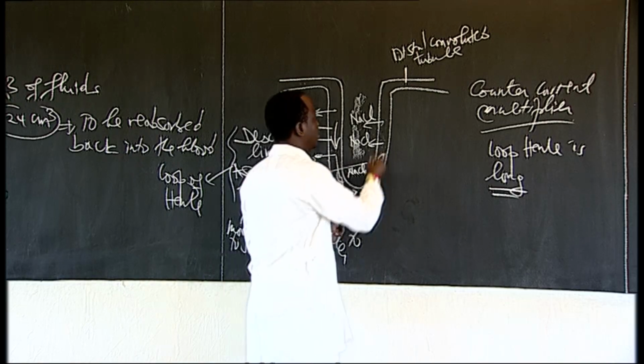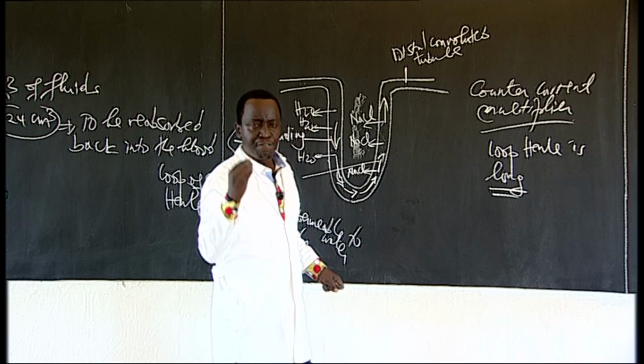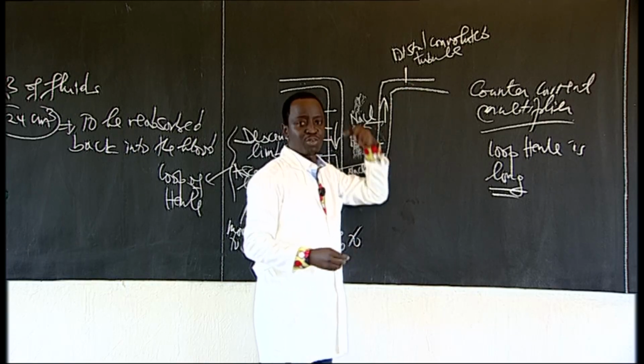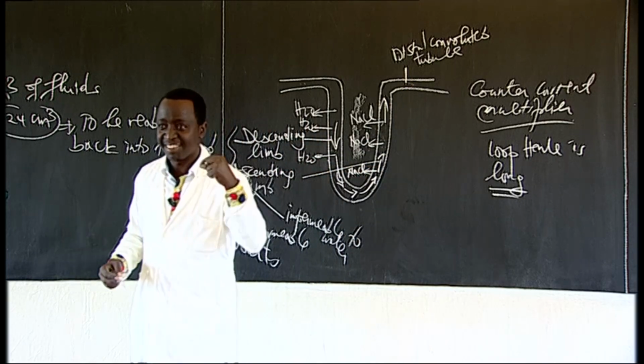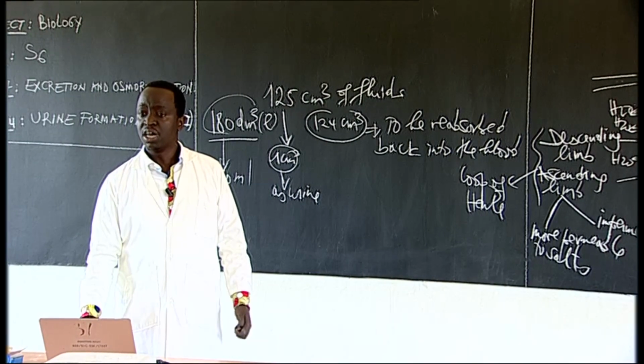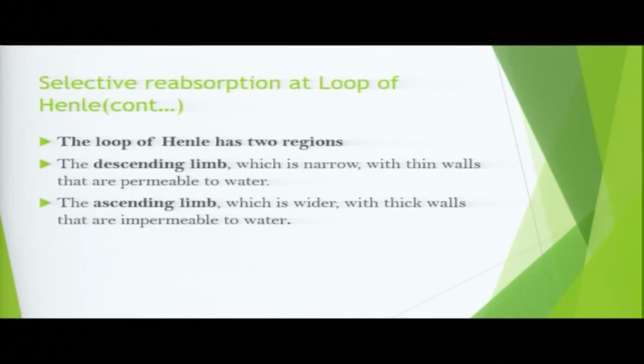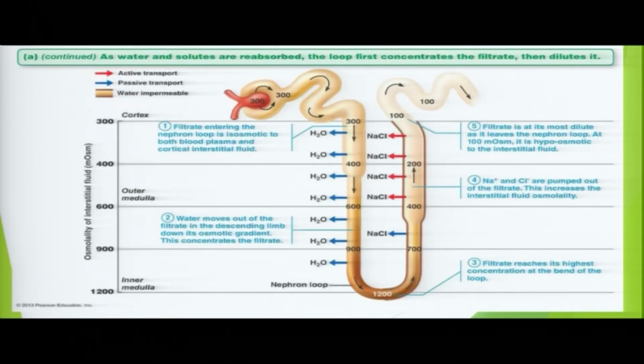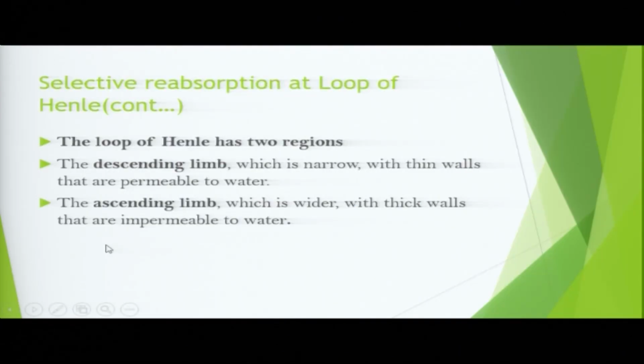Now, the remaining urine, the remaining filtrate, continues where? At the distal convoluted tubule. Are you getting this point? Now, let's see what happens at the distal convoluted tubule. As I have said, the loop of Henle has 2 regions. It has a descending limb and an ascending limb. Descending is more permeable to water and less permeable to salt, while the ascending one is permeable to salt and impermeable to water. This we have. Nice. The diagram I used is there on your screen.